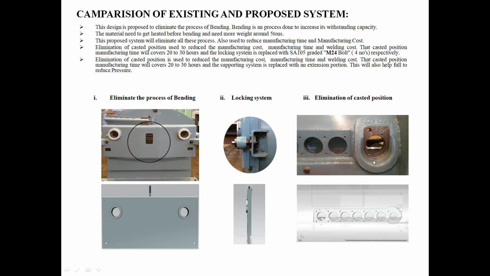At last, elimination of the casted portion. This casted portion is used to hold the sensor, and its internal diameter is the same as the roller diameter, but they are using a special casted portion to hold it. It is not required. That's why we have eliminated this casted portion and extended the roller portion to hold the sensor.